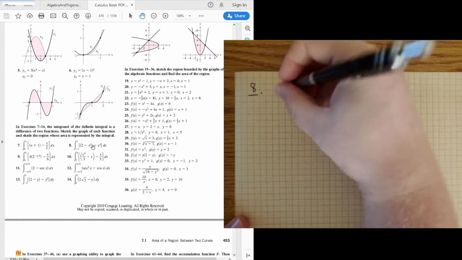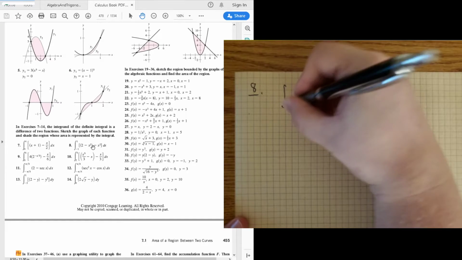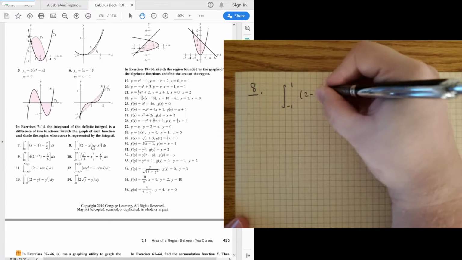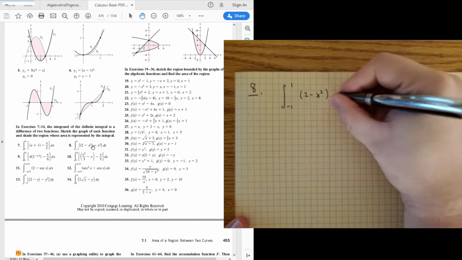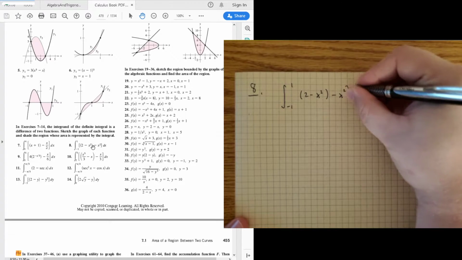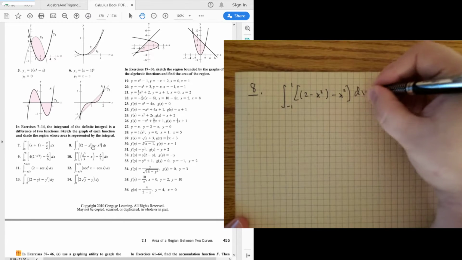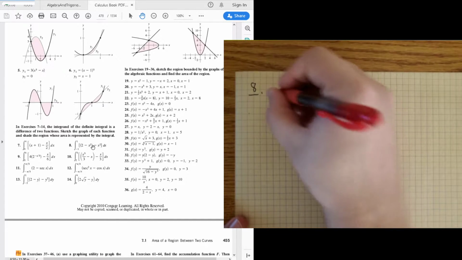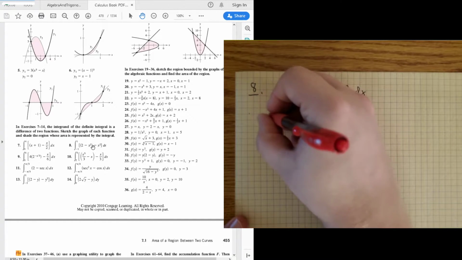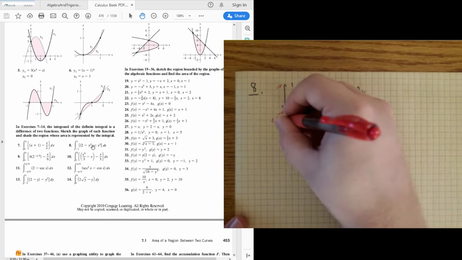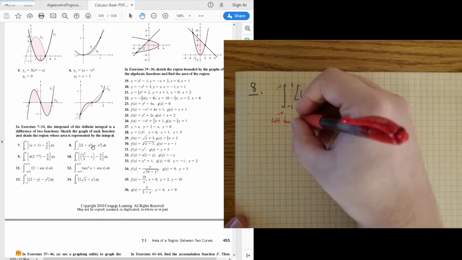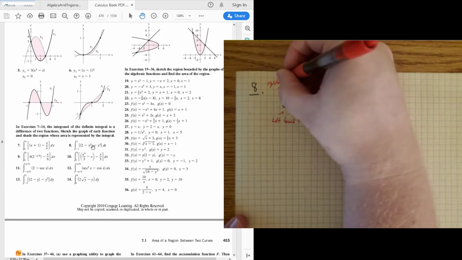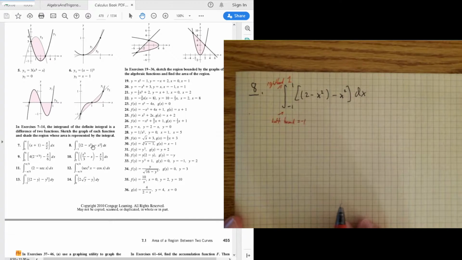We have in this function the integral from -1 to 1 of 2 minus x squared minus x squared dx. Now let's note some things about this formula. In this case, these two numbers are my bounds. So this is the left bound at -1 on the x-axis. It is the right bound at +1 on the x-axis.